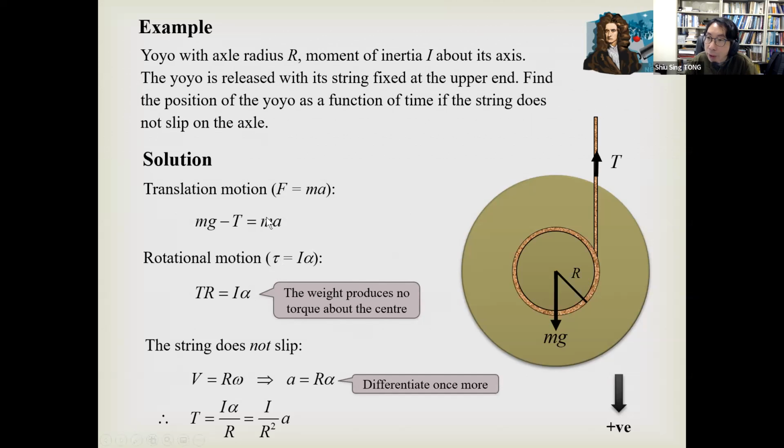Now we have 2 equations, right? We already have 2 equations, but we have 3 variables. Why? The tension T is an unknown variable, a is unknown, and alpha is also unknown. So we have 2 equations with 3 unknowns, and we cannot solve it. So how are we going to solve it? Well, we have another condition that we haven't applied yet, and that's the no-slip condition.